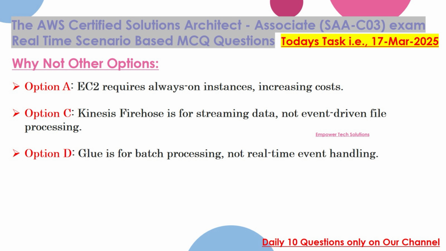Why not other options? Option A. EC2 requires always-on instances, increasing costs. Option C. Kinesis Firehose is for streaming data, not event-driven file processing. Option D. Glue is for batch processing, not real-time event handling.